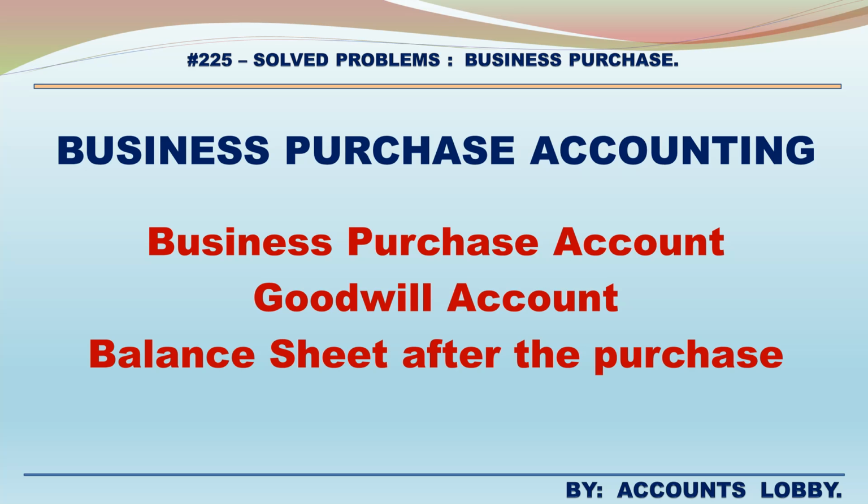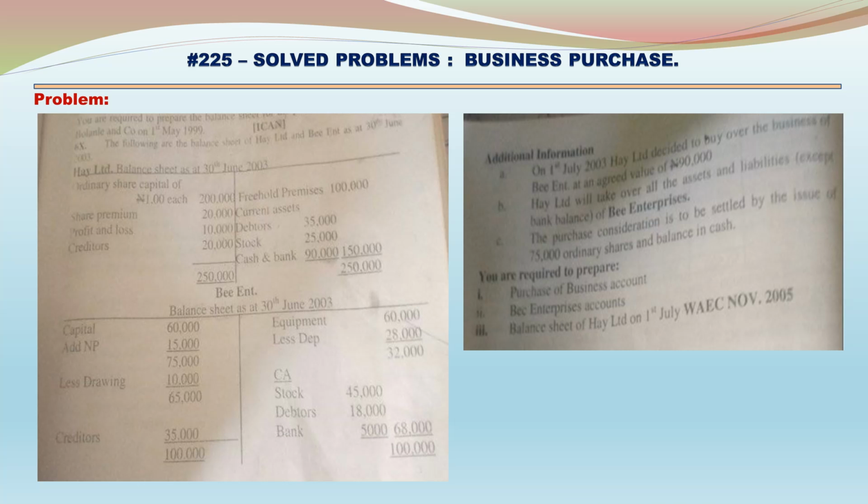Solved problems. Business purchase accounting. Business purchase account. Goodwill account. Balance sheet after the purchase. Problem. The following are the balance sheets of A Limited and B Enterprises as at 30th June.